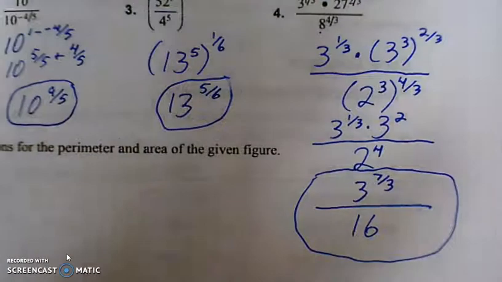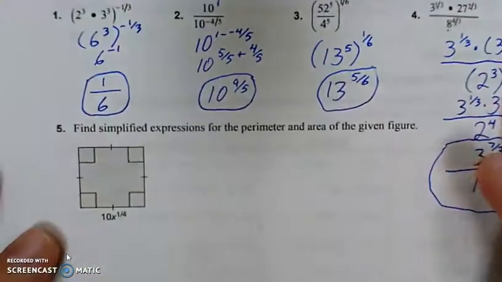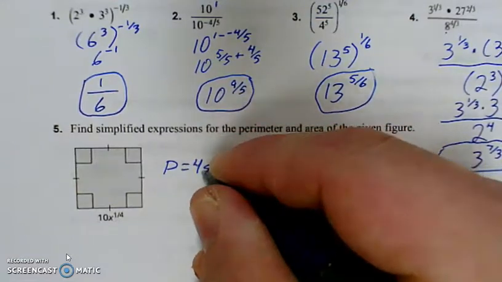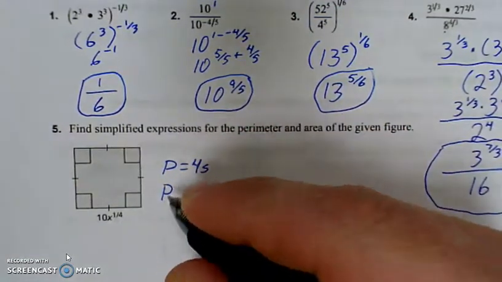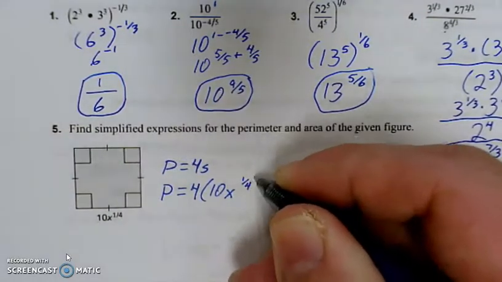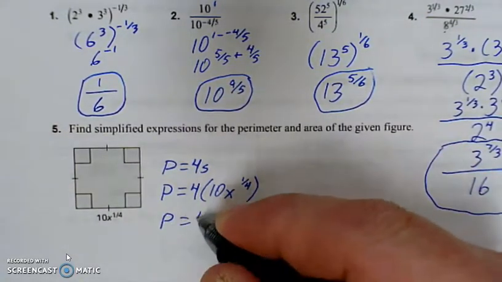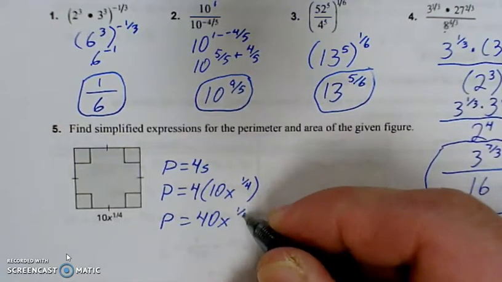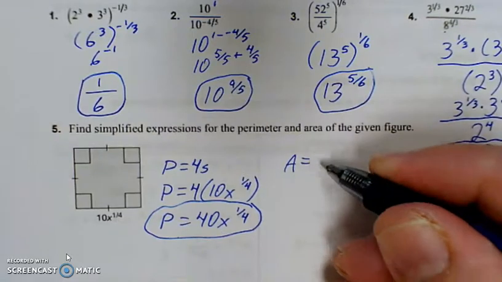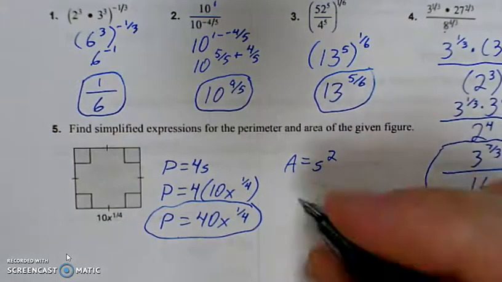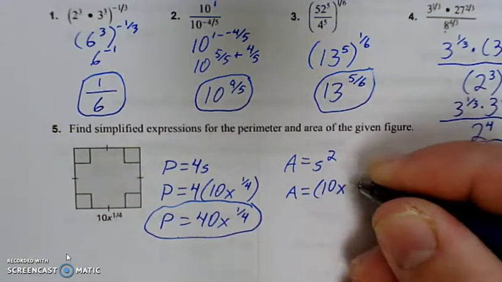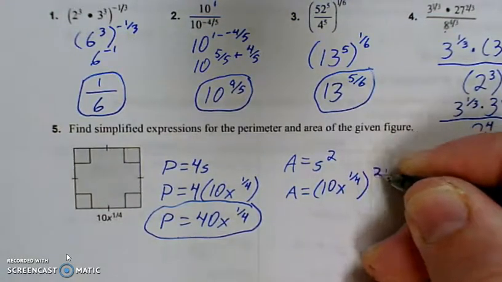Alright, looking at the perimeter and area on number 5. For perimeter, you just do 4 times whatever the side length is for a square. So 4 times 10x to the 1/4 power will be what I do here. So that's going to be 40x to the 1/4 as my perimeter. For area, I'll do a side squared. Since it's a square, you're going to square the length of a side to get your area. So 10x to the 1/4 power is going to get squared.